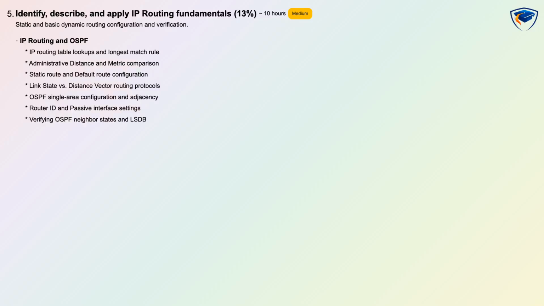Identify, describe, and apply IP routing fundamentals is weighted 13%, medium difficulty with 10 estimated learning hours and conceptual plus scenario-based assessment. Learn IP routing table lookups and the longest match rule, administrative distance and metric comparison, and static and default route configuration. The domain also covers link state versus distance vector principles, basic OSPF single area setup, router ID and passive interface settings, and verifying neighbor states and the LSDB in troubleshooting scenarios.